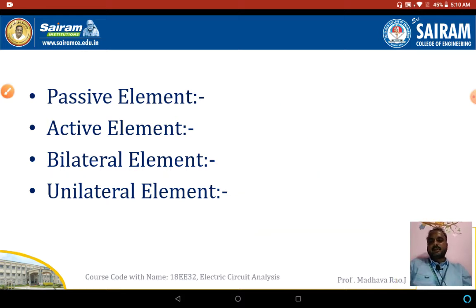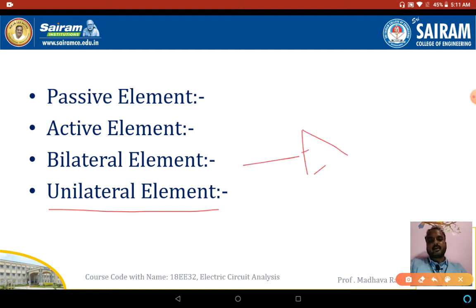Next, coming to unilateral elements. Unilateral elements are quite opposite to bilateral elements. It means the elements which conduct current, or which allow the flow of current, in only one direction are known as unilateral elements. The best examples for unilateral elements are diodes, transistors, and some of the semiconductor devices.